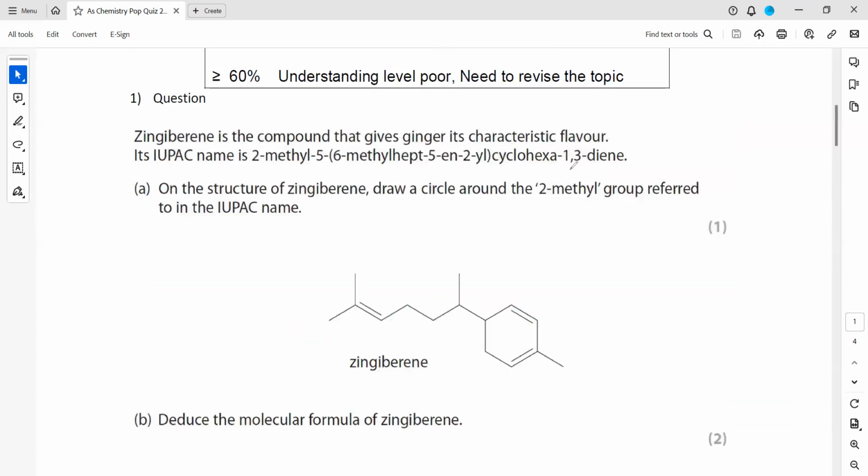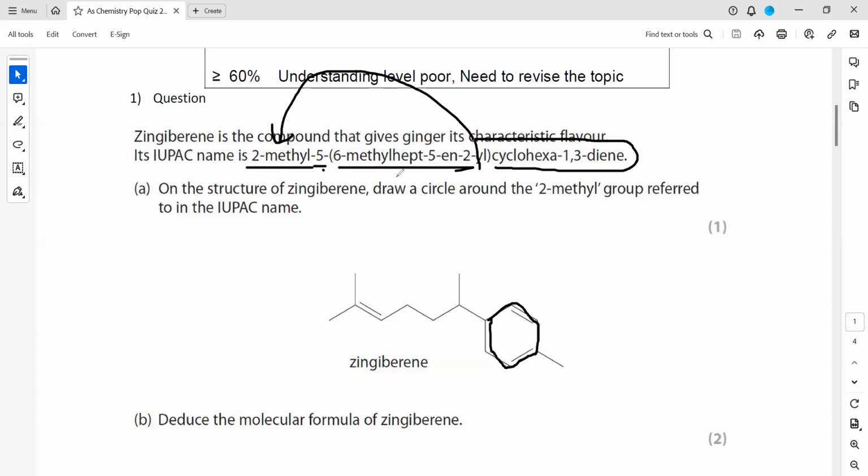The name is written as cyclohexa-1,3-diene, so this is the main structure, okay? And with this structure, two branches are there. One is the branch attached to the second carbon, which is 2-methyl. Another branch is attached to the fifth carbon, and this is the name of that branch. So two branches are there. This is one of the branches, and this is the second branch.